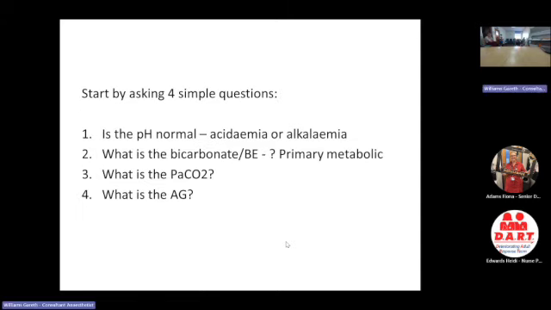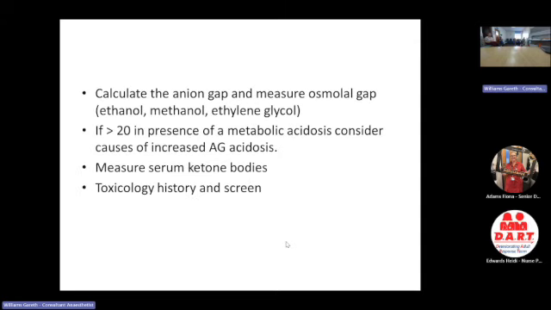And I think when you look at the blood gas, those are the 4 questions. If you ask those 4 questions in sequence, what's the pH, what's the bicarbonate, base excess, therefore what's the primary process, what's the CO2, and have a think about the anion gap, and if it's relevant, the osmolar gap, you'll get to the bottom of most acid-base disturbances, I think, without wishing to get too clever about it. Think about the anion gap, maybe the osmolar gap, and things like ketones, toxicology.